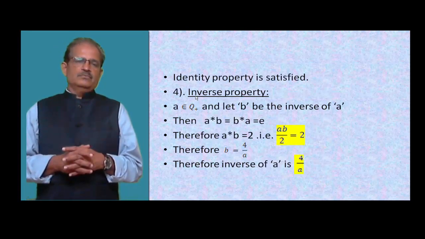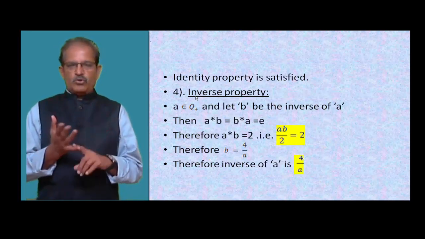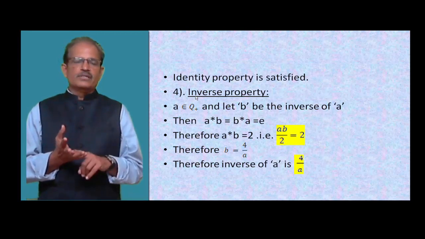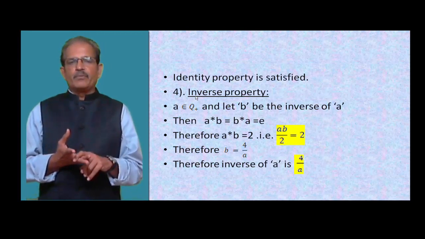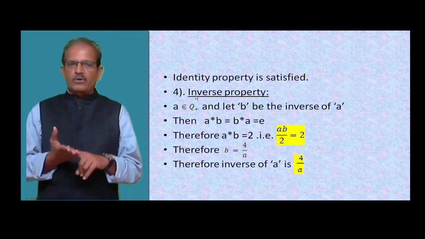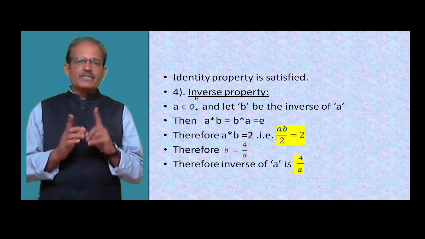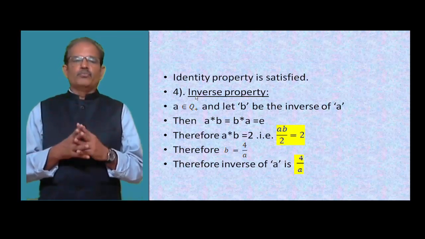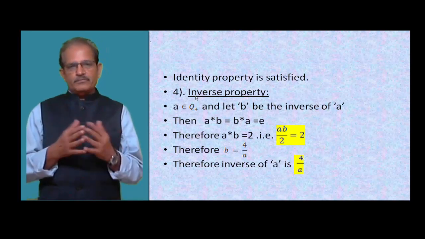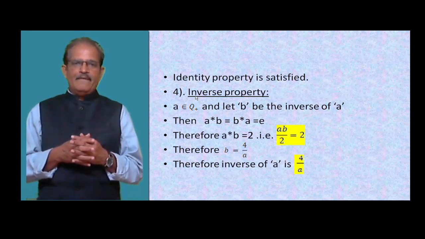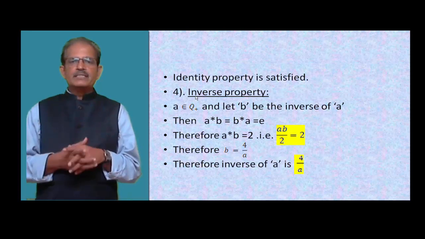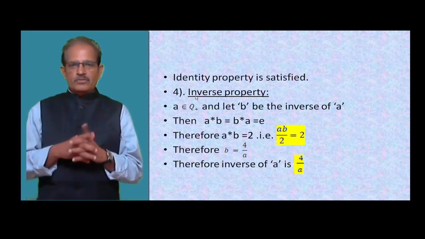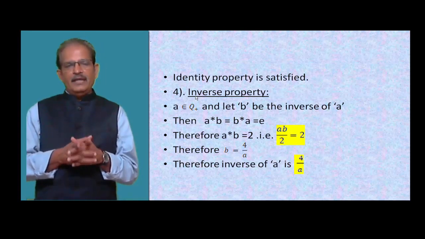Now closure property, associative property, identity property are verified. Now the fourth property, inverse property. So A belongs to Q plus. A is an element of Q plus. Suppose B is the inverse of A.